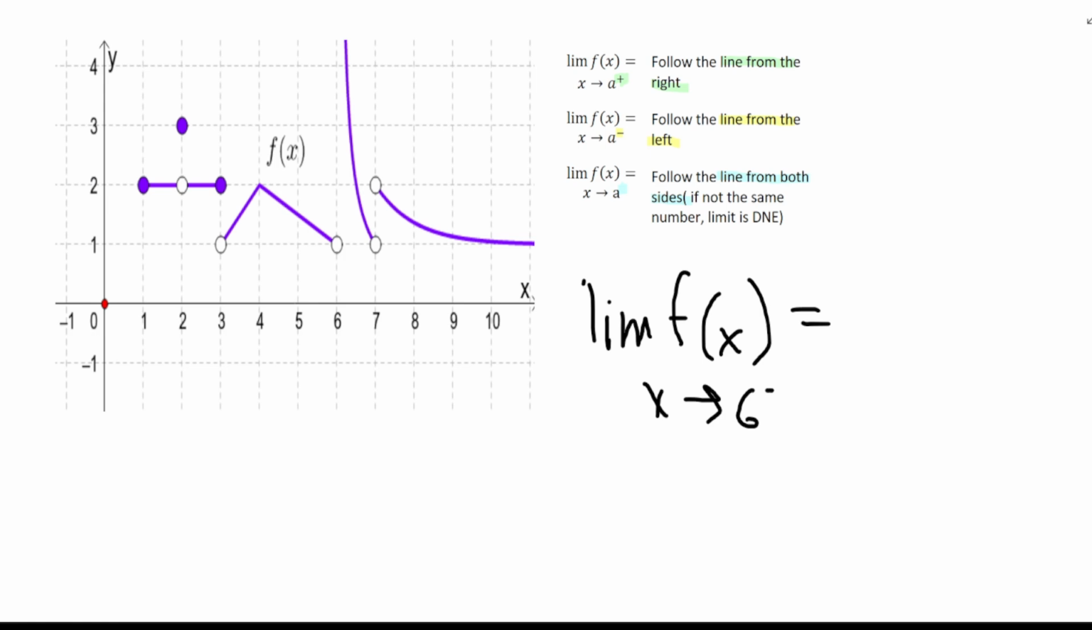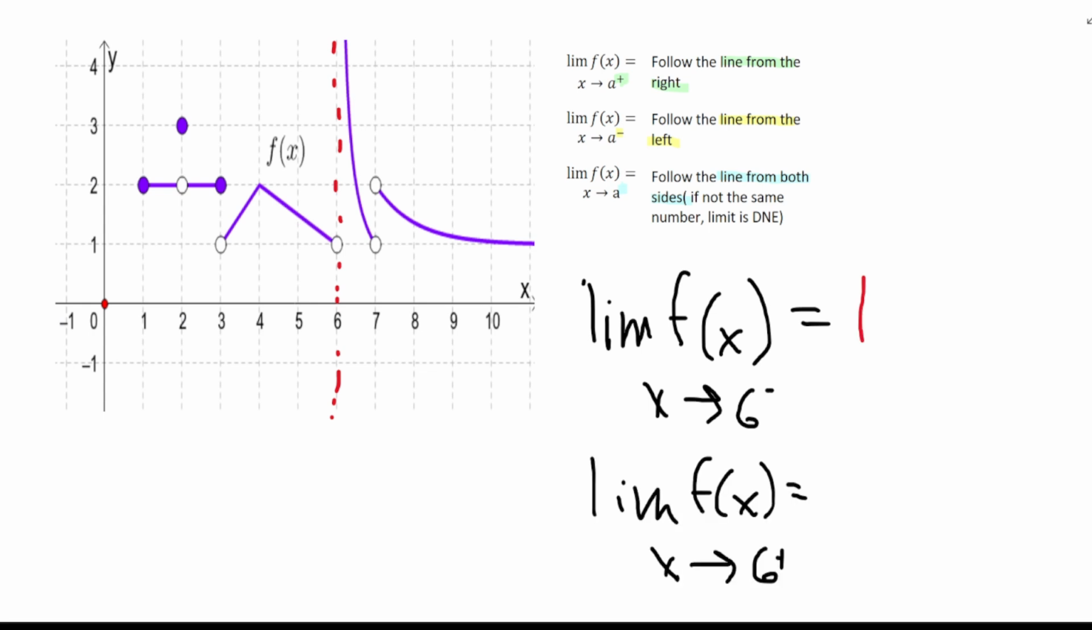Now, in this example, the problem wants us to find the limit as x approaches 6 minus, meaning 6 from the left. So it'll look something like this. When we look at the line as it approaches 6 from the left-hand side, notice that there is an open point exactly at 6. But once again, where does it look like the line is approaching? It's just 1. So the answer for 6 minus is going to be 1.